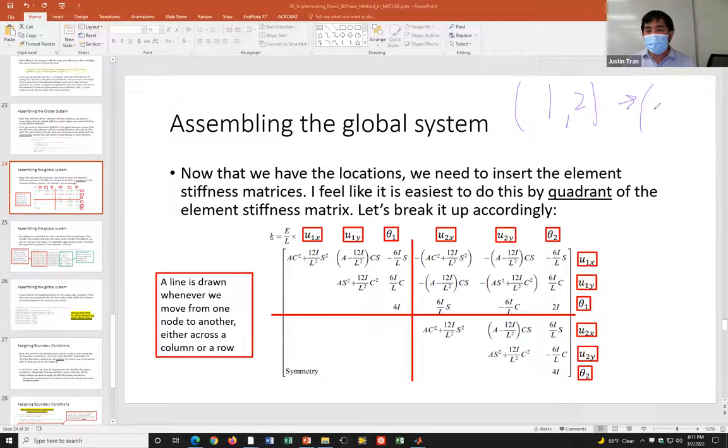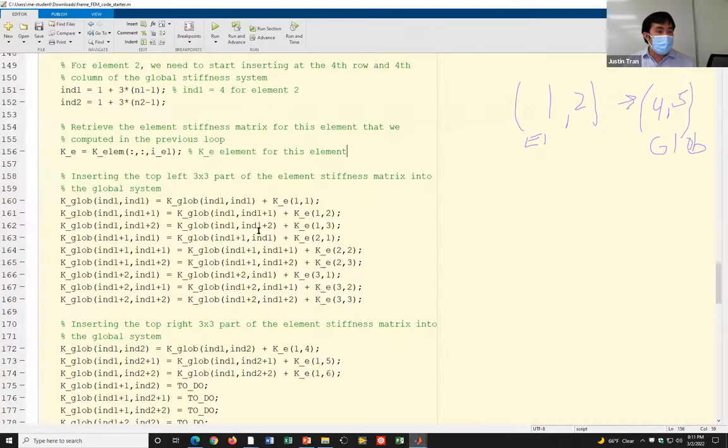So 1, 2 is 4, 5 element, and this is glob. Okay. All right. So let's see how this logic is applied in our code, right? And so that logic is going to be right here. Okay. Remember, IND1 is 4 for this element, because that's where we know we're going to start. Okay. And so let's read off this line of code right here and say what it reads.